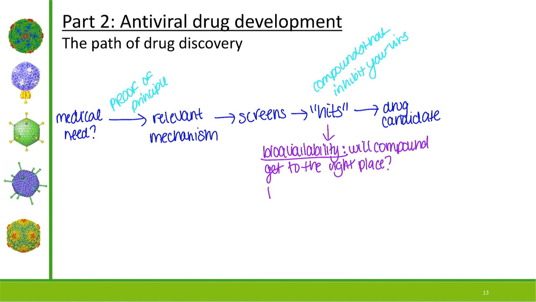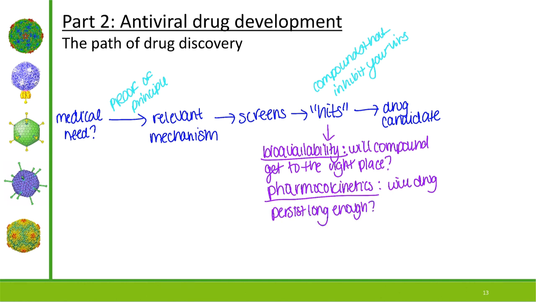We also have to think about the pharmacokinetics, which is my husband's favorite thing to think about as an almost pharmacist. And so, this idea of, will the drug or the compound persist long enough? So what is its half-life? How long will it be around? And then, of course, this idea of toxicity and specificity. So a lot of the safety parts. So will it be safe?